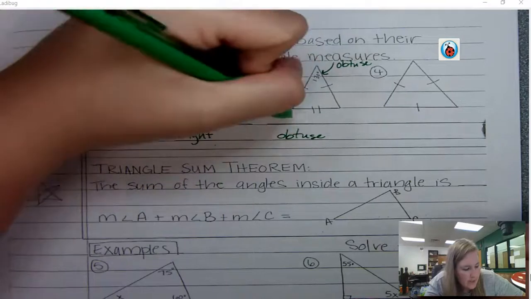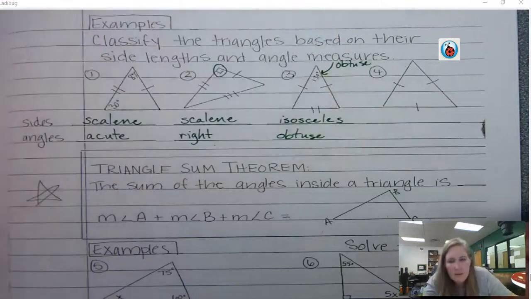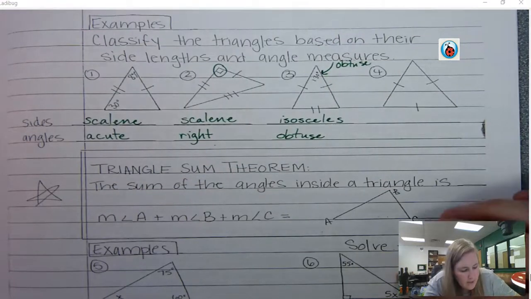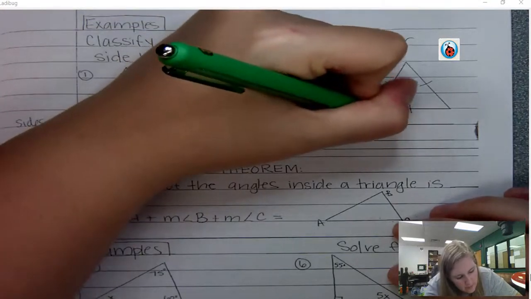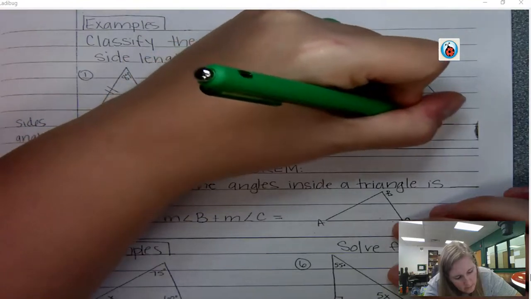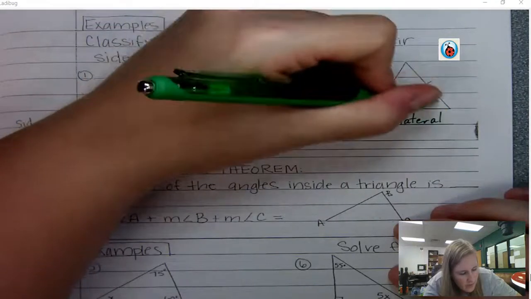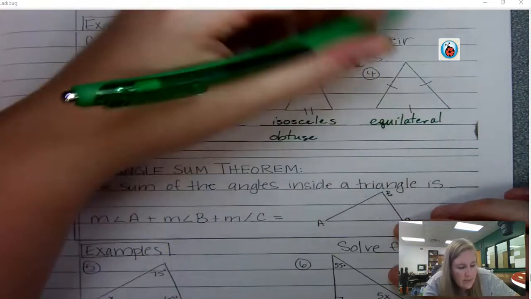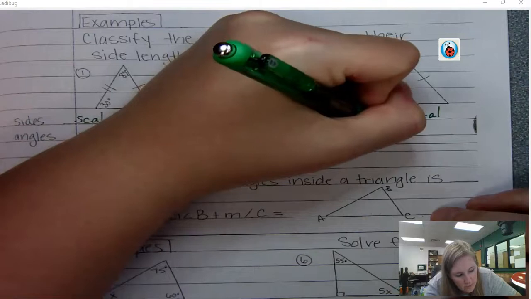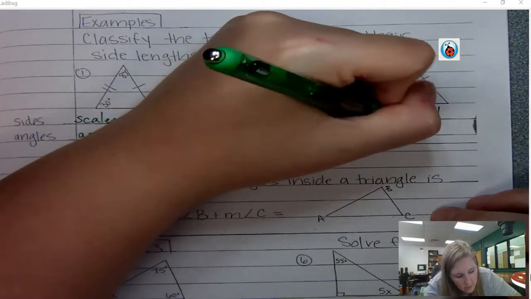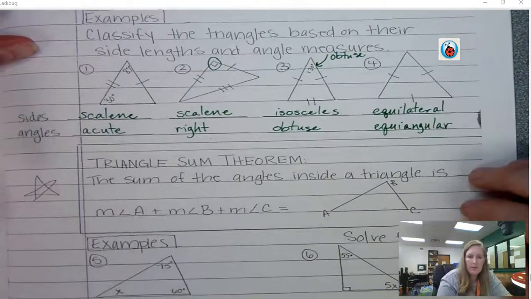And then 2 of the 3 sides are the same. So it's going to be isosceles. And then last, we have 3 equal sides. So it is equilateral. And then at the same time, we know that all 3 angles are going to be the same because equilateral and equiangular triangles are the same. Equiangular. Gosh, I hope I spelled that correctly. Not sure if I did.